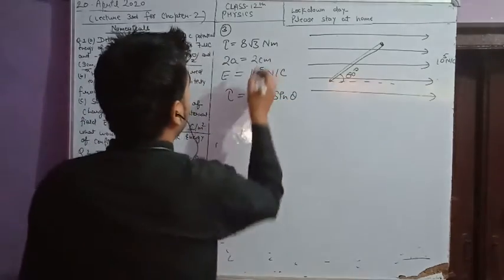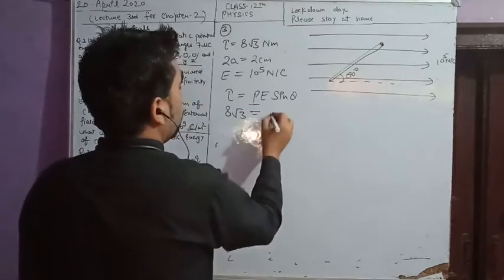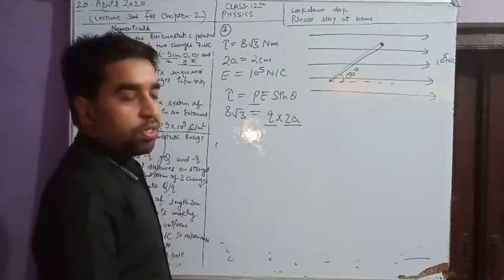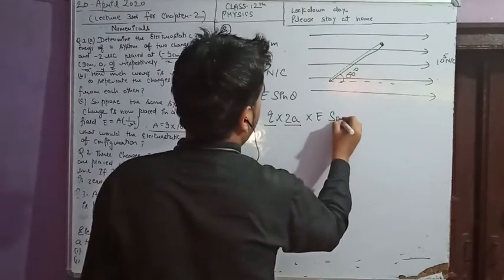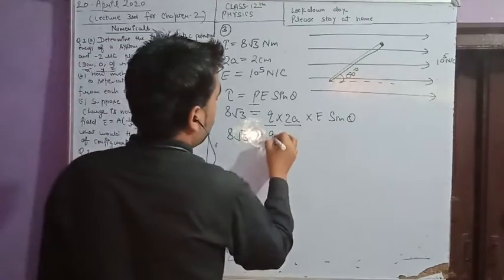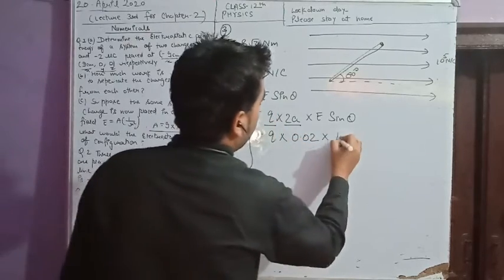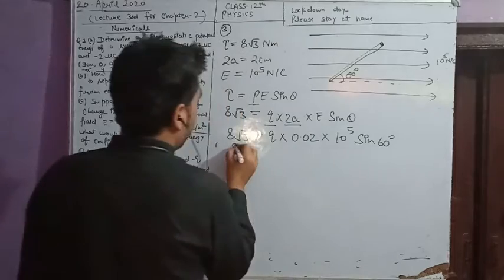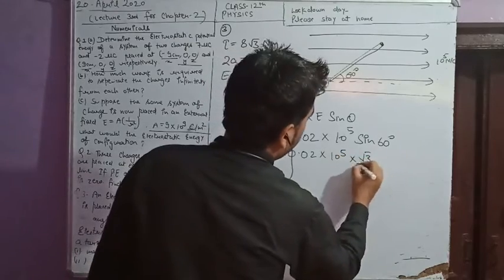If we use this formula, what is the value of tau? 8√3 is equal to P. What is the formula for P? P is equal to Q into 2A. Dipole moment is given by the charge, either charge, into the distance between the charges. So Q into 2A into electric field E sin theta. Now substitute all the values. 8√3 is equal to Q. What is the value of Q? Not known to us. Into 2A, which is given to us as 2 centimeter, so that will be 0.02 meter, into E sin theta. What is the value of E? 10 power 5. And what is sin theta? Sin 60. Solve it further.